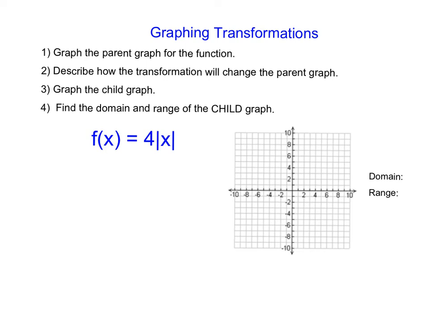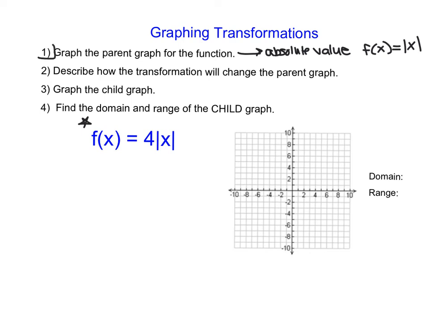Here, we need to start by looking at the function we've been given. We can see the function we've been given is f of x is equal to 4 times the absolute value of x. So we need to identify which parent function we have, which in this case is the absolute value parent function. It might be a good time to flip back to your notes on parent functions and look at the absolute value parent function, which is f of x equals the absolute value of x.